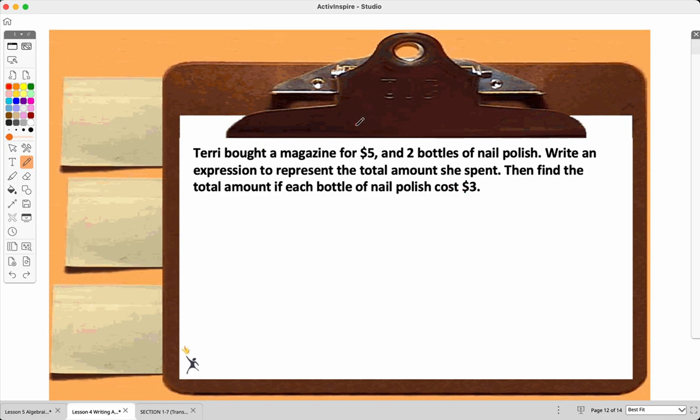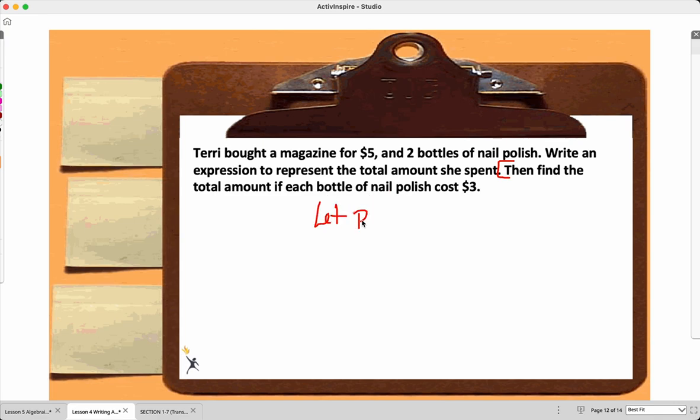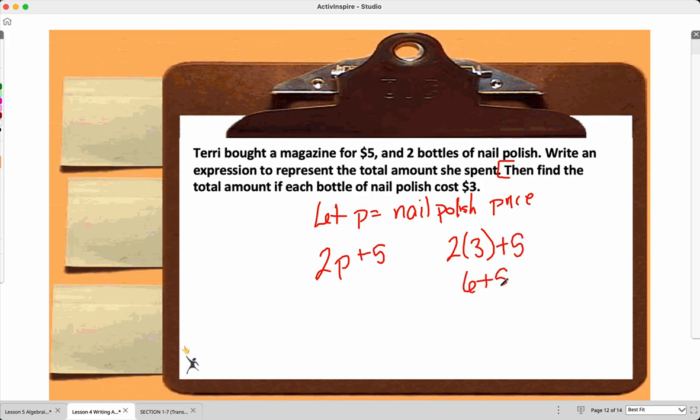So now we actually have an equivalent problem that we can use. Terry bought a magazine for $5 and 2 bottles of nail polish. Write an expression to represent the total she spent. Well, I don't know how much nail polish is yet. I've got to wait till I have the then statement for later. So I'm going to say, okay, let P equal nail polish price. And then once I've got this, I can create my expression. I can say, okay, 2 times the cost of the nail polish plus $5. Okay, that's my first part. Now that's my expression. Now what I know is I read then, I know how much nail polish costs. So I said nail polish price was 3, so I'm going to say 2 times 3 plus 5. And then we use our order of operations to say 6 plus 5. It cost me a total of $11 to buy 2 bottles of nail polish, for Terry, and a magazine.